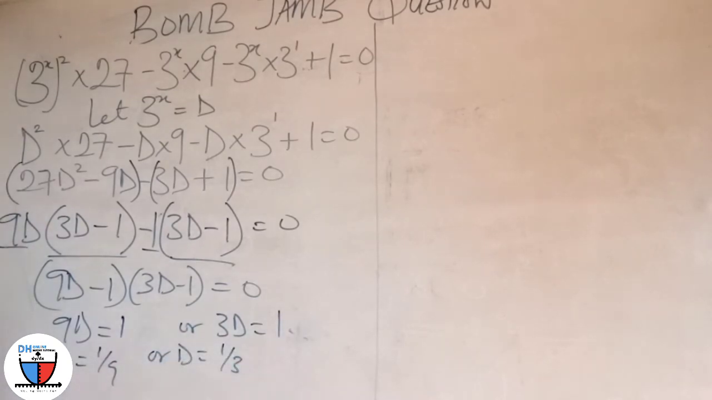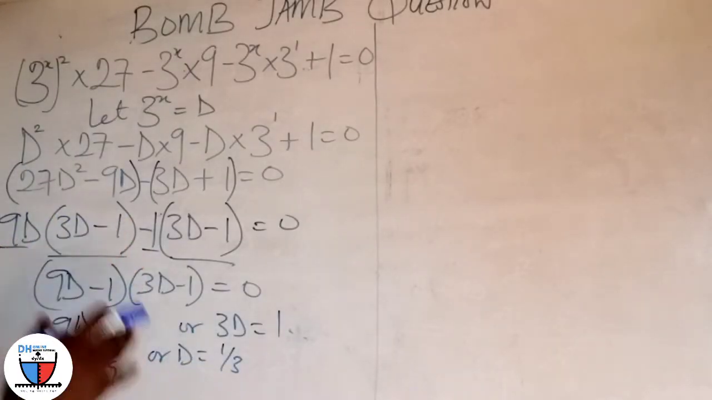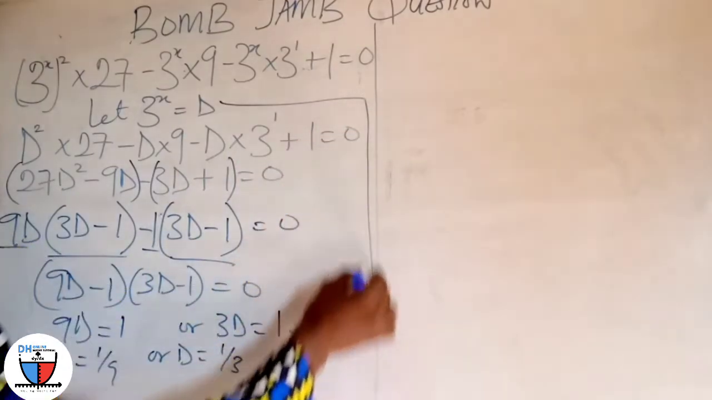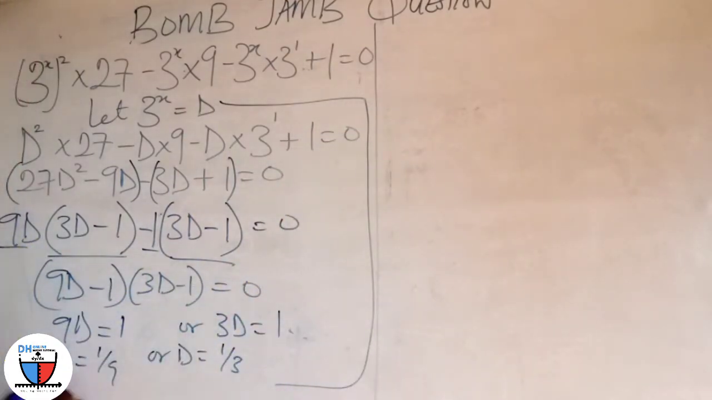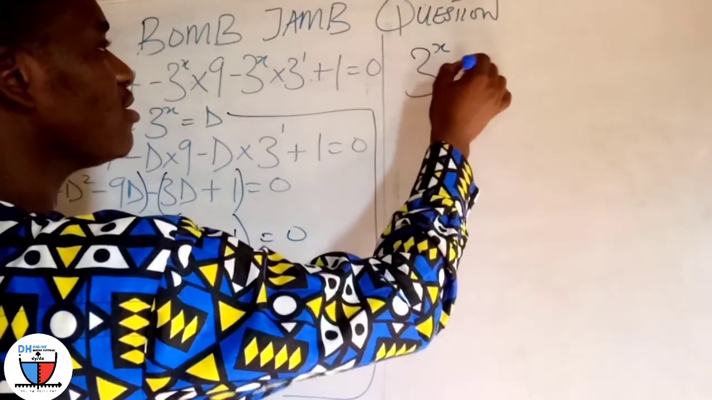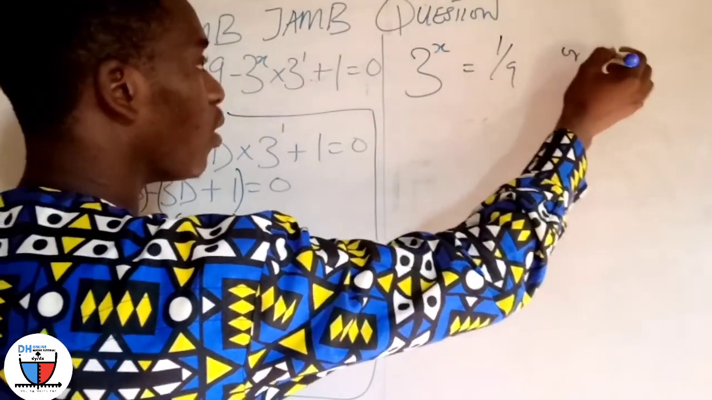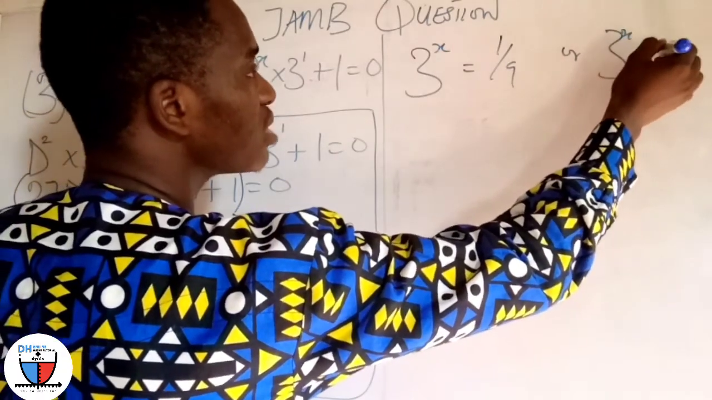Good. At this point, what do we do next? We move to this part now. We've gotten our factorization, which is the quadratic equation answer, but this is not everything. This is not the end of the question. We move straight away. Remember, recall that we said let D be 3 to the power of x. So we've gotten what D is, so we equate 3 to the power of x with whatever D is given to us here. So we say 3 to the power of x equal to, the first D is 1 over 9, right? The second D is 1 over 3.